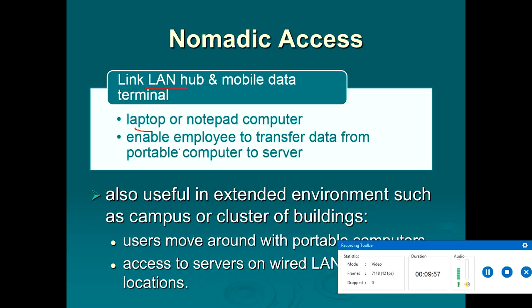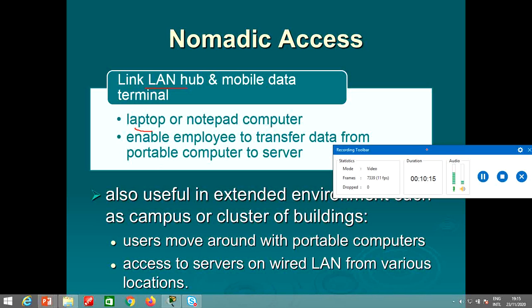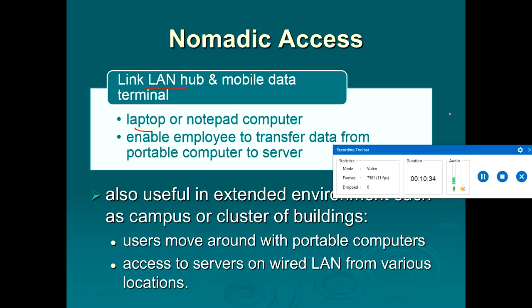Nomadic access is also useful in an extended environment such as a campus or a cluster of buildings, or a business operating out of a cluster of buildings. So in both these situations, users can move around with their laptops, which we call portable computers, and they can access the servers on a wired LAN from various locations. So this is the third use of the wireless LAN.